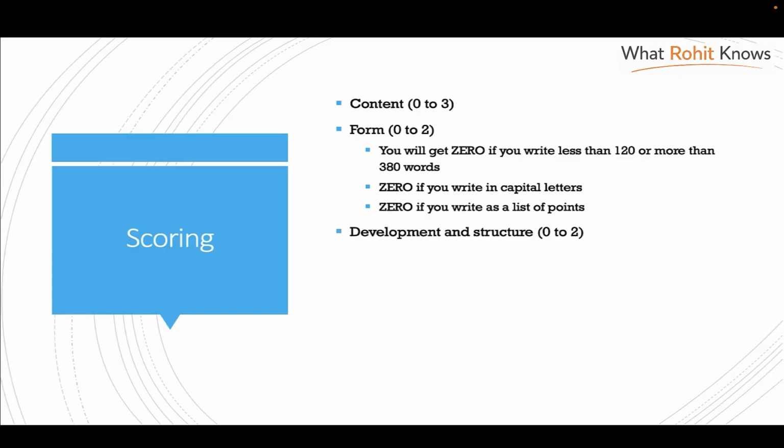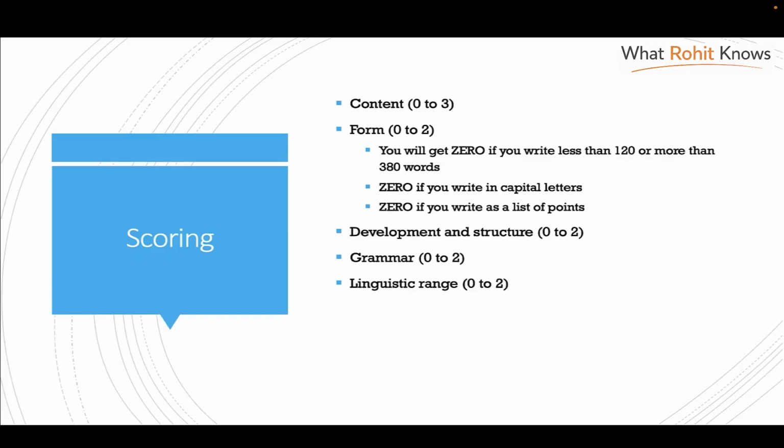Then the development and structure. So how you take the prompt, how you start with an introduction, how you start exploring the topic, how you look at the various aspects of the topic, how you present your views, and how you take it to a conclusion. All of that comes under development and structure, and that will be for 0 to 2 points. For grammar, you'll get 0 to 2 points. If there are no grammar mistakes, you can get full. If there are too many grammar mistakes, you'll get a 0.